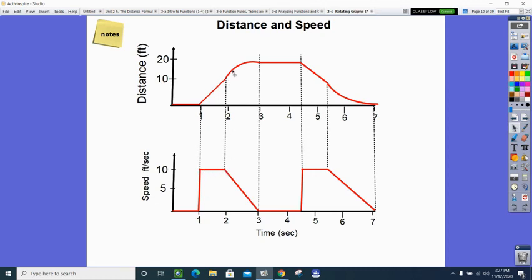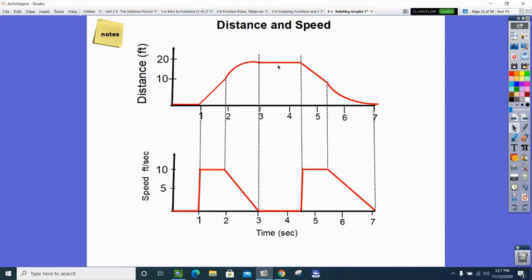If you have kind of a curve, that means that your speed is gradually changing. So you'll notice here, I'm running at a constant speed and I start to slow down till I get here and stop. So that's kind of what's happening. I'm going at a constant speed and I slow down until I stop.